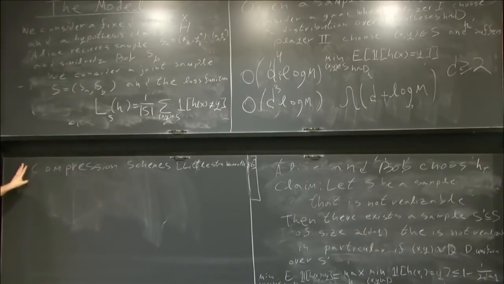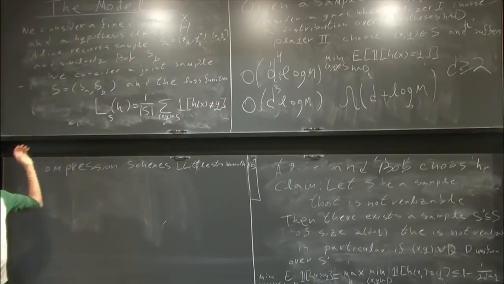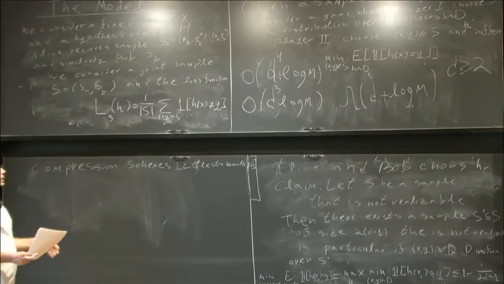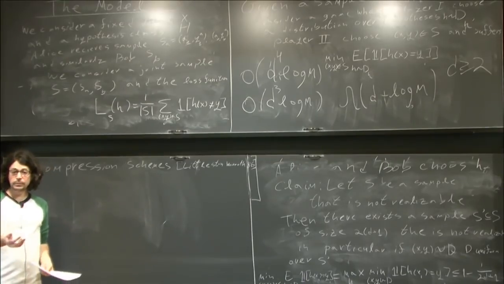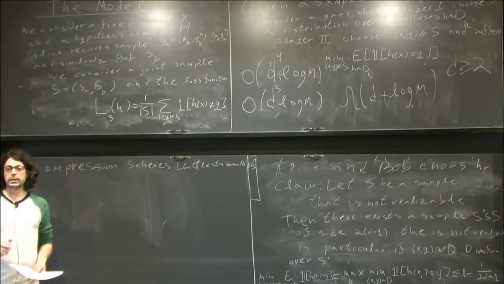It's usually complicated to explain what compression schemes are, a compression function and a reconstruction, but this model actually makes it very easy. So think of the following setting. Alice gets all the points, and Bob doesn't get any points, and they want to improperly learn the class. So Alice wants to send examples to Bob so that he will have a good classifier over her whole sample.